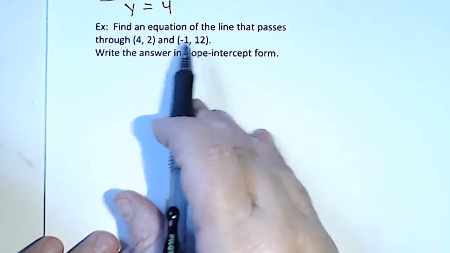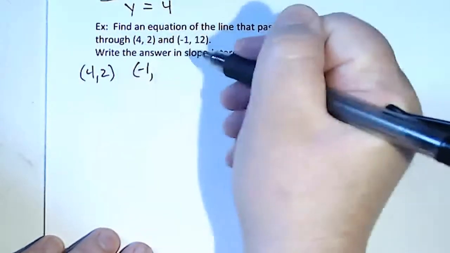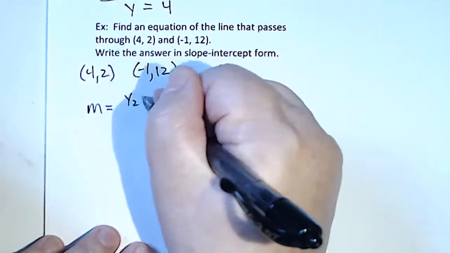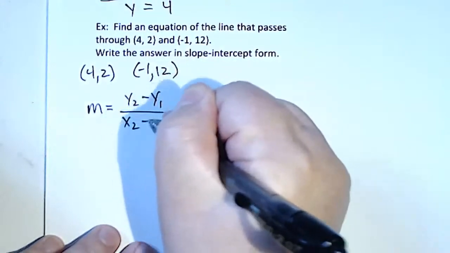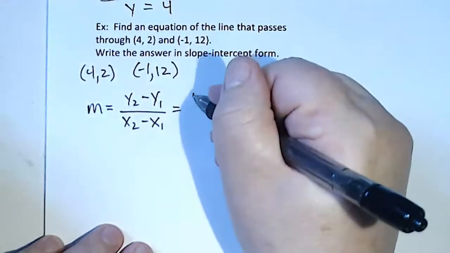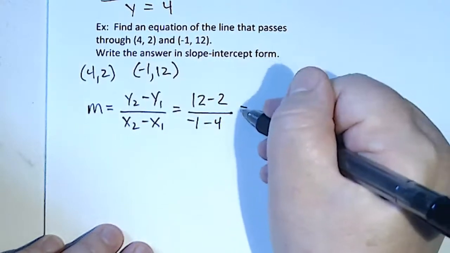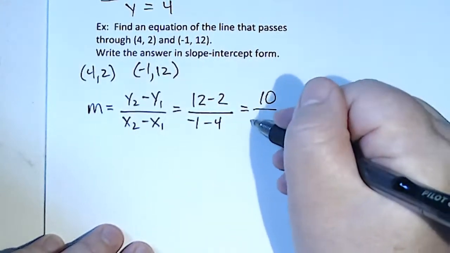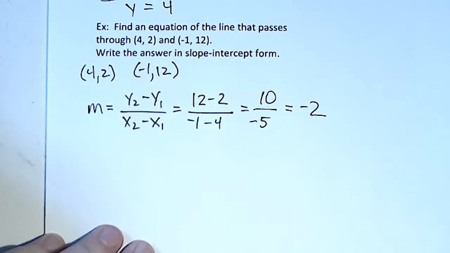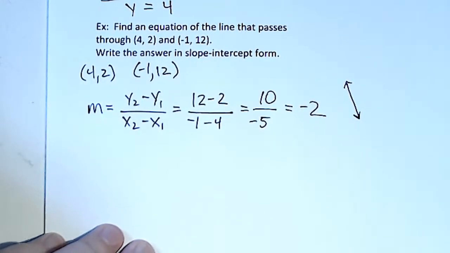Okay, so first thing is we're given 2 points. And if we're given 2 points, then we know how to find the slope: y2 minus y1 over x2 minus x1. And then I can work it out either way. I'm going to start with 12 minus 2 up on top, negative 1 minus 4. So I get 10 over negative 5, which is going to give me negative 2. So my slope is negative 2. This is a line which is going down, heading down or decreasing.